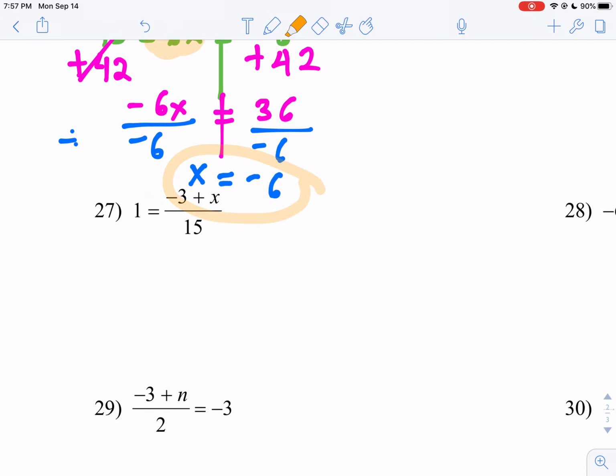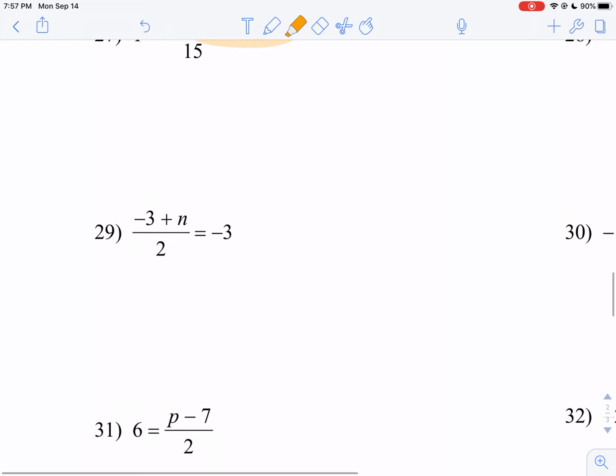All right. This problem here, number 29, be very careful. A lot of students have a tendency to make a mistake right here. Your long vertical bar, I will put a parenthesis right here. So there are many ways to do this problem. A lot of teachers would just tell you, oh, just cross multiply.